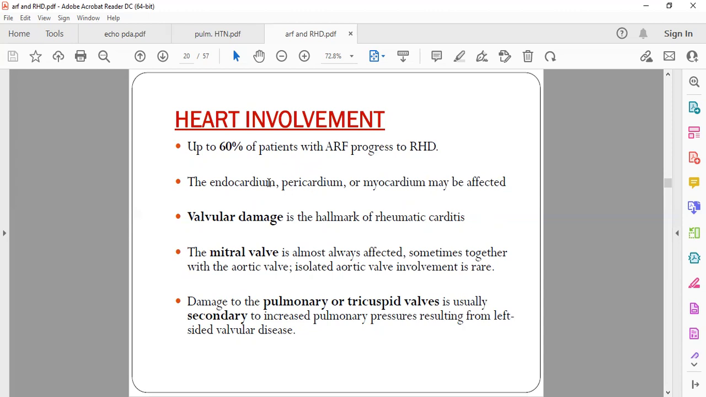It affects all 3 layers of the heart, that is endocardium, pericardium, and myocardium. The hallmark of rheumatic carditis is valvular damage. Most of the time, the valves of the heart are getting damaged. The mitral valve is most commonly affected, followed by the aortic valve, and very rarely it affects the pulmonary and tricuspid valves. Usually, involvement of the pulmonary or tricuspid valve is seen secondary to mitral valve illness; isolated involvement is very, very rare.